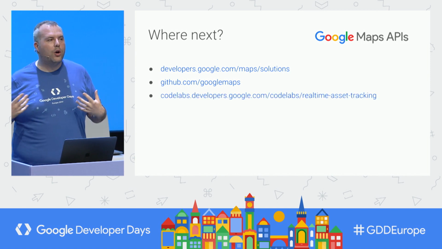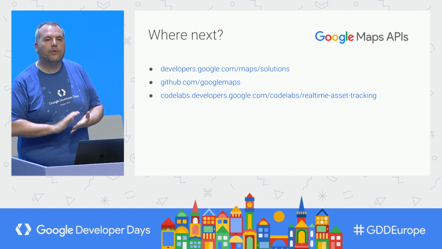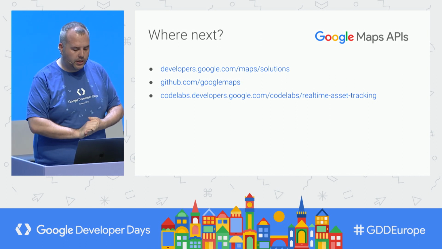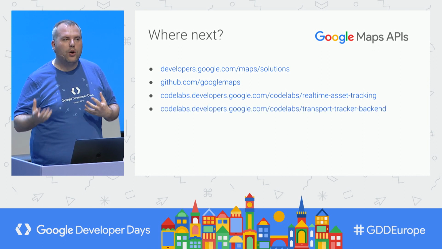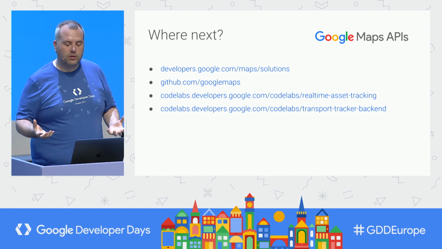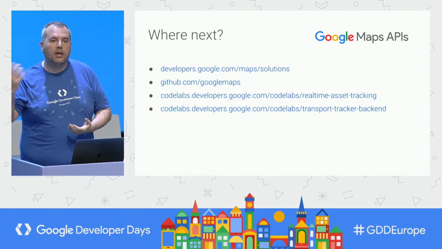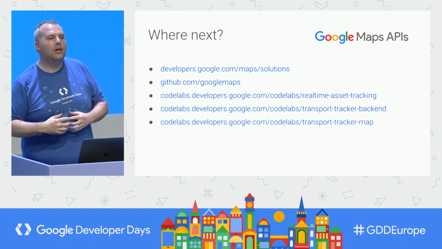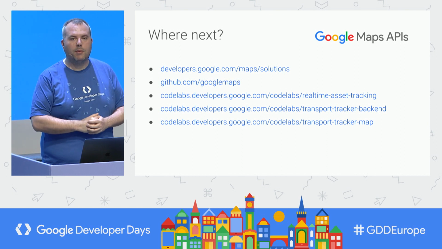And finally, the code that you saw in this talk is actually lifted out of 3 code labs. The first code lab was the one that Steve and I hosted yesterday, which was the real-time asset tracking code lab. The code for the Node.js process was lifted out of the transport tracker backend code lab. And finally, the code that I showed almost at the very end of putting markers on a big Google map was taken out of the transport tracker map.